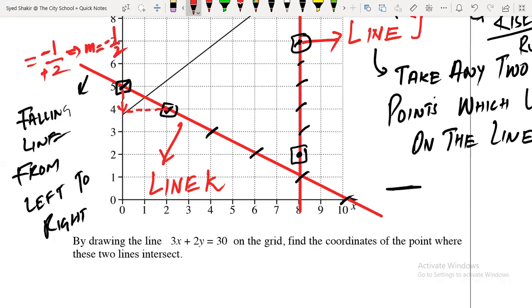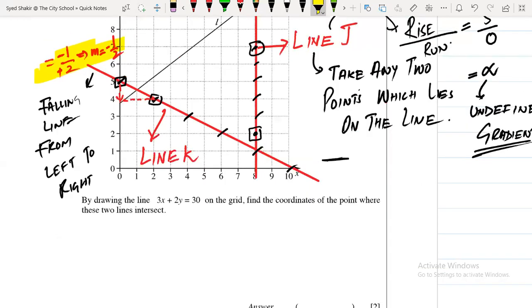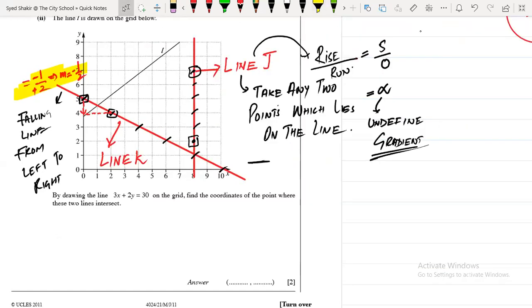This is the fourth one. Number first, horizontal line. Number second, vertical line. Number third, rising line from left to right. Number fourth, falling line from left to right. So we have done how to check whether a line has positive gradient, negative gradient, zero gradient, or undefined gradient. A horizontal line has zero gradient. A vertical line has an undefined gradient. A rising line from left to right has a positive gradient, and a falling line has a negative gradient.